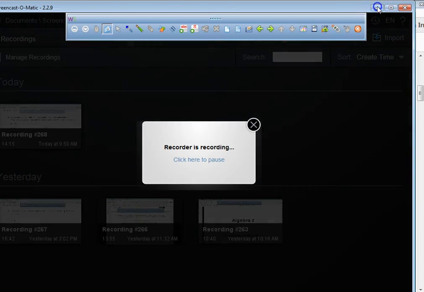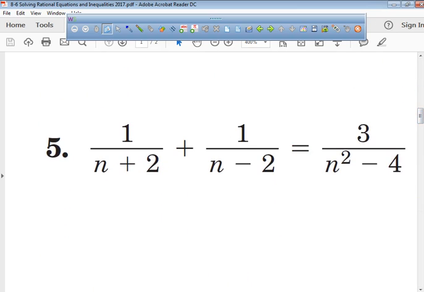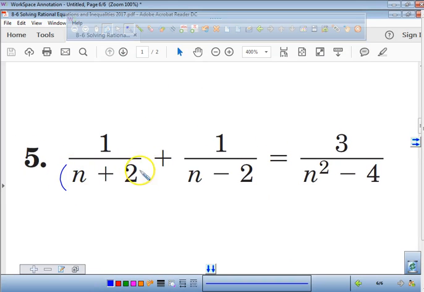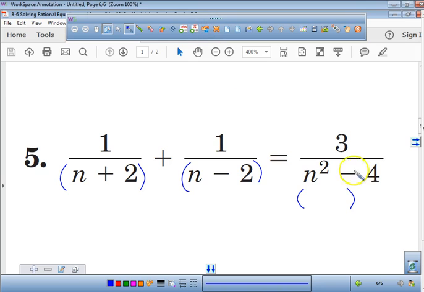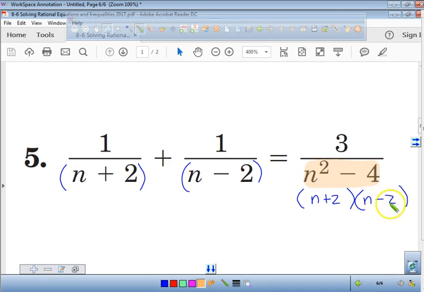No. All right, here we go. Going to problem number 5 right here. Number 5, I'd like you to put this in parentheses, and then underneath the number 3, I'd like you to write n plus 2 and n minus 2. Because this, everybody, is what's referred to as a difference of squares, and these are the correct factors for this binomial right here.